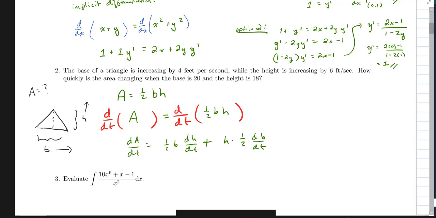So imagine you could watch an animation of the base getting bigger and the height getting bigger. But then at some point I'm going to take a picture. When am I going to take a picture? I'm going to take a picture when the base is 20 and the height is 18. I'm going to take a picture of this problem, and then ask, at that instant, how quickly is the area changing? Okay. So here we go. We've got that A prime is equal to 1/2. Now, folks, here I've got something about the base. It says the base and it says this. And then I've got something about the base and it says this.